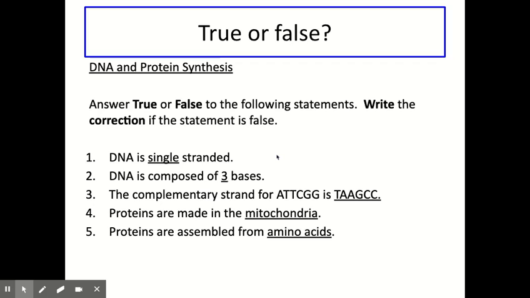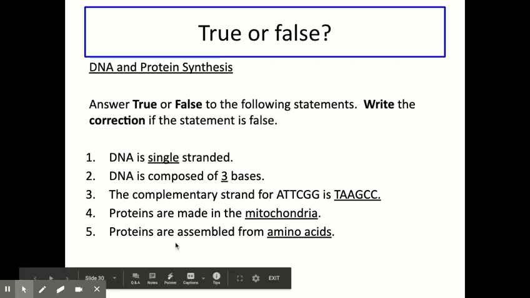So number one is DNA is single-stranded. That's not true, that's false. And the answer would be double. So DNA is double-stranded. Number two should also have been false. So DNA is composed of 3 bases is wrong. It's composed of 4 bases. Number 3, the complementary strand for ATT-CGG is TAA-GCC. That's true, because each of these is the opposite. Proteins are made in the mitochondria is false, it should be ribosomes. And finally, proteins are assembled from amino acids is true.